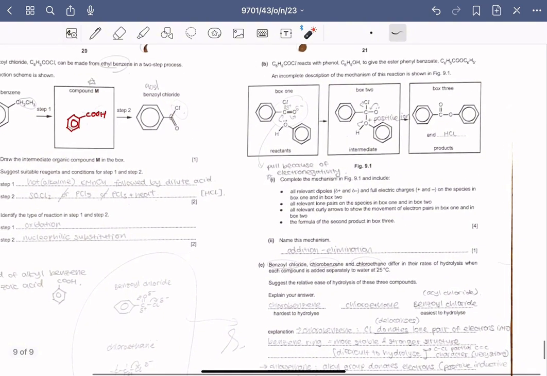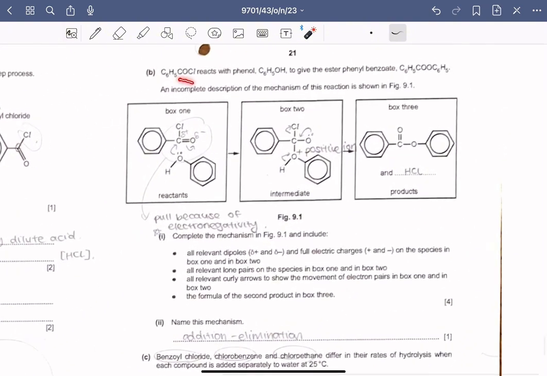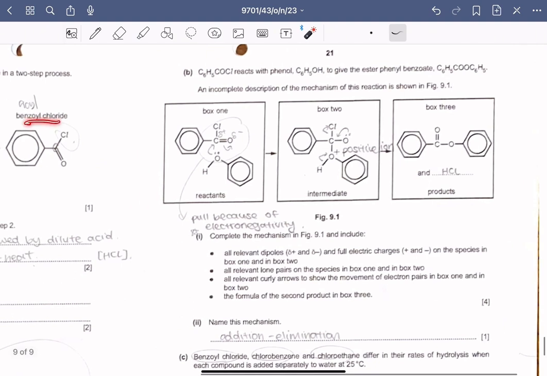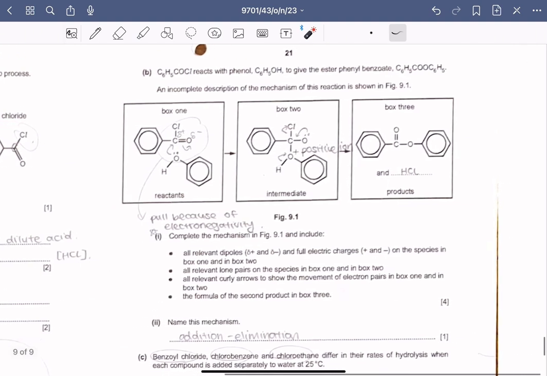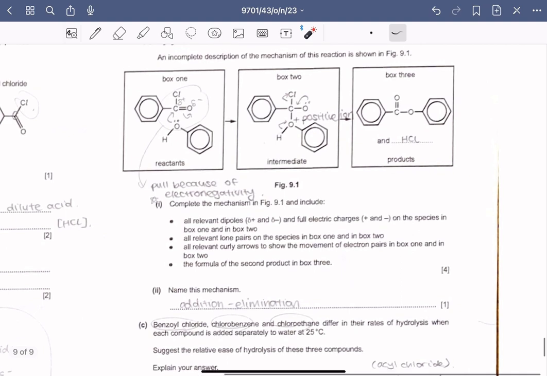Next, C6H5COCl, which is the acyl chloride, benzoyl chloride actually, reacts with phenol C6H5OH to give the ester phenyl benzoate. An incomplete description of the mechanism of this reaction is shown in figure 9.1. Complete the mechanism in figure 9.1 and include the relevant dipoles, lone pairs, curly arrows, and the formula in the second box, the second product in box 3.